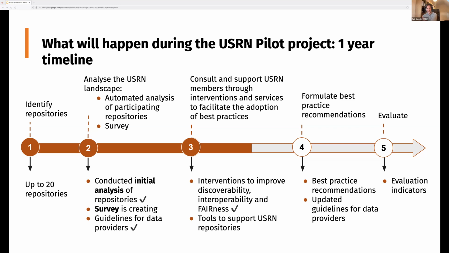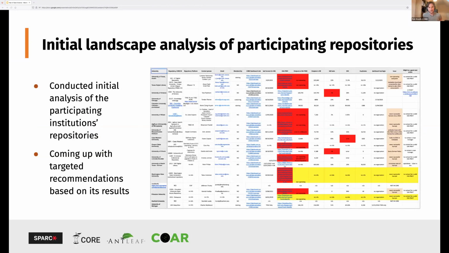I just want to come back quickly to the USRN pilot. Just to tell you a little more about what we are doing in the US Repositories Network pilot, we have already identified these 20 repositories. We have analyzed how they technically expose data, and we've done a survey and an initial analysis, and we've identified many different problems in those repositories. Next slide, please. These problems might look like a spreadsheet with lots of problems identified, and we've been contacting these repositories, asking them and helping them to improve the situation. At the end of the project, we are going to assess how we helped these institutions and to what extent we changed and improved it.